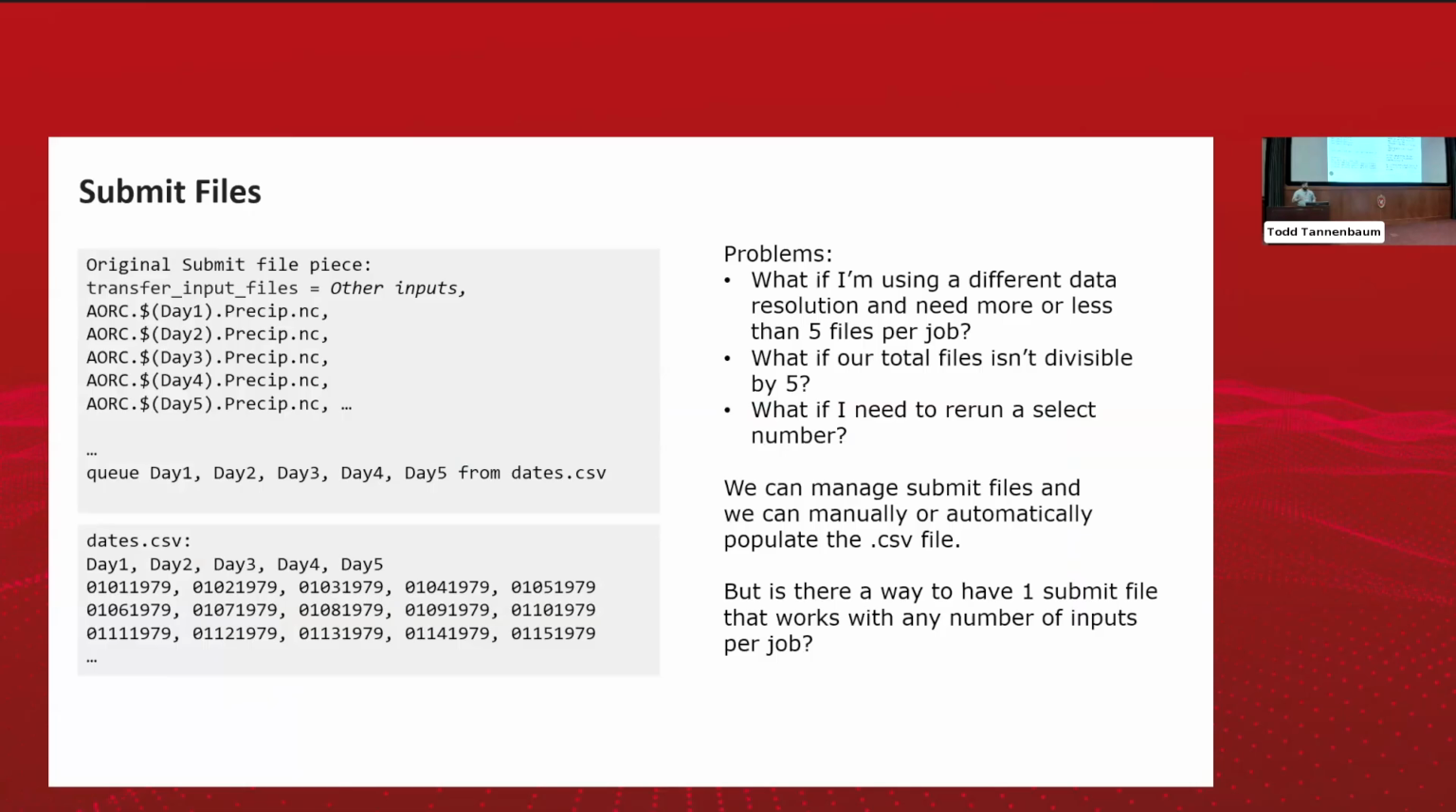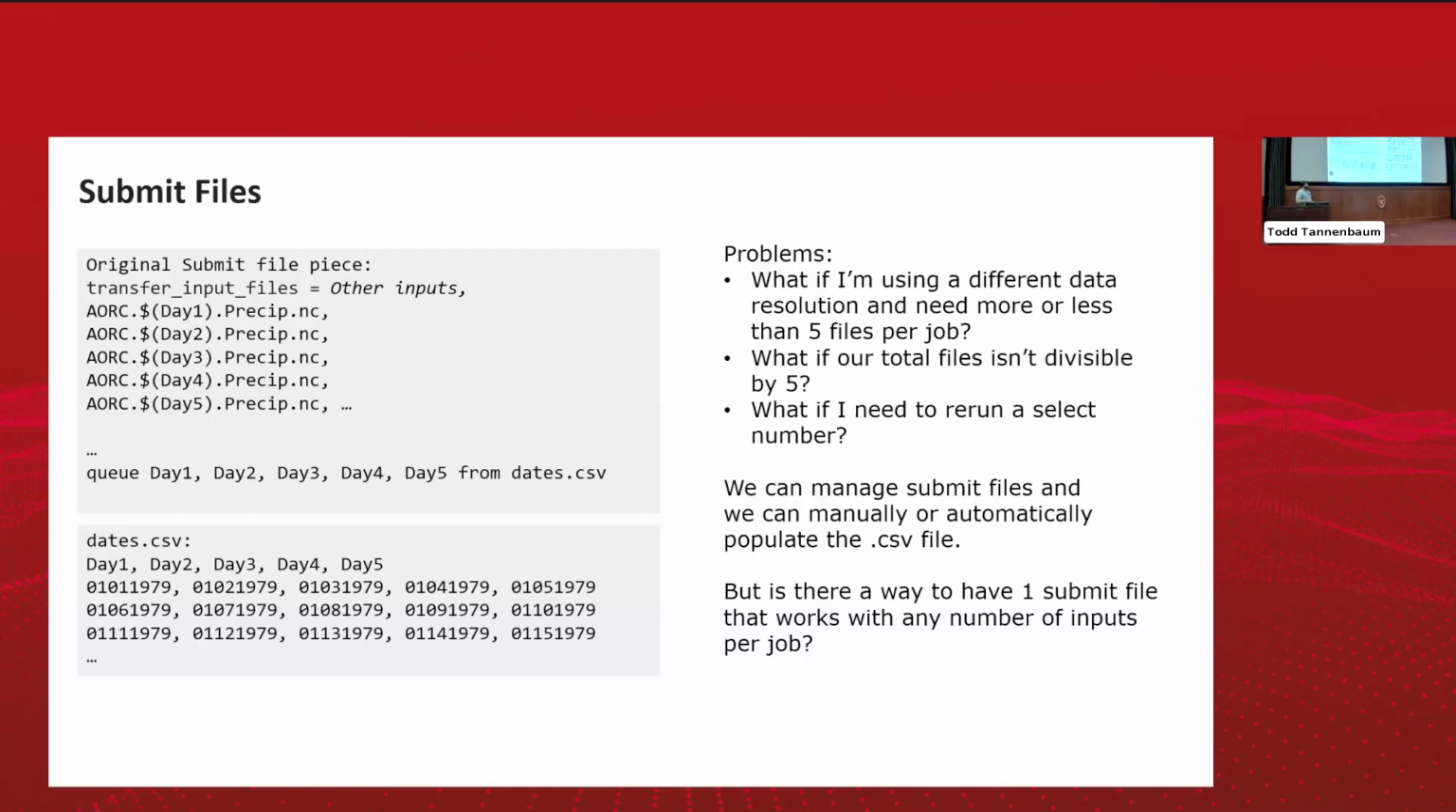This, I think, is a pretty common way to queue different values for different jobs, but you can queue variables from a CSV file and have them be variables in your transfer input files, and it would transfer each line, each day, into the job. So this worked pretty well when we first were developing the code, but we ran into a few edge cases that I wanted to develop something to work around.